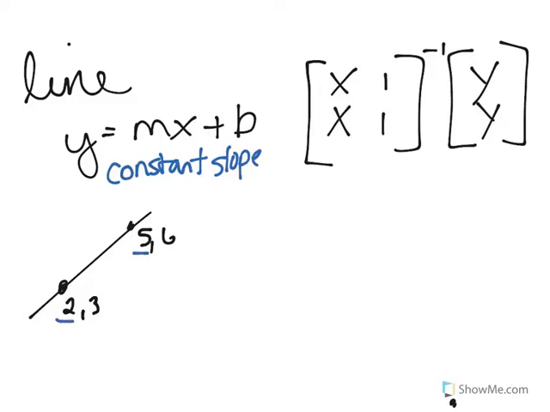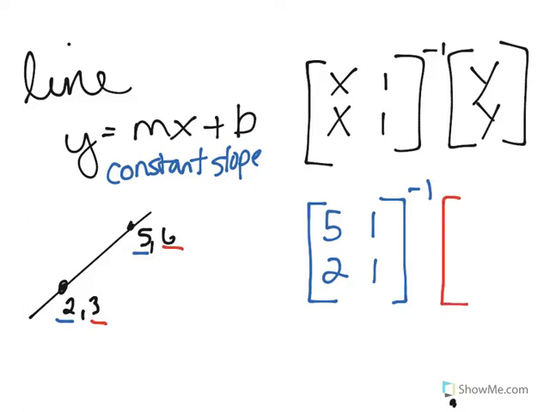I've underlined the x's in blue and the y's in red. So when we make our matrix, we're going to put the x values followed by a set of 1s in the first matrix, and then the corresponding y values in the next matrix, and then we're going to multiply them, and we're going to get an answer. So I solved these matrices, and I ended up with a matrix of 1, 1.